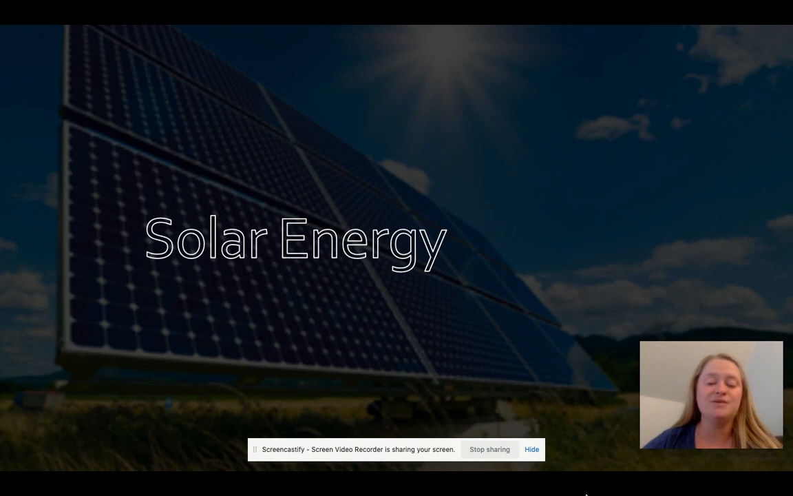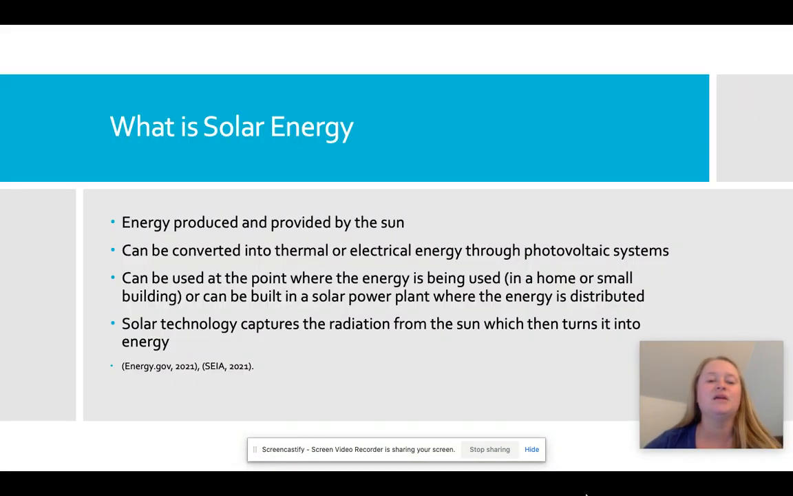First, I'll be presenting to you about solar energy. What is solar energy? It is energy produced and provided by the sun. It can be converted into thermal or electrical energy through photovoltaic systems. It can be used at the point where the energy is being used in a home or small building, or it can be built in a solar power plant where energy is distributed to a whole community. Solar technology captures the radiation from the sun, which turns it into energy through solar panels.